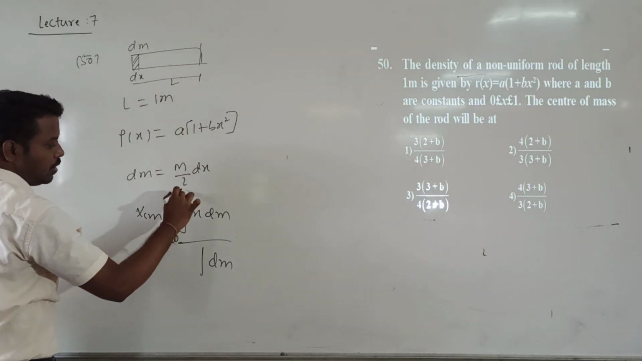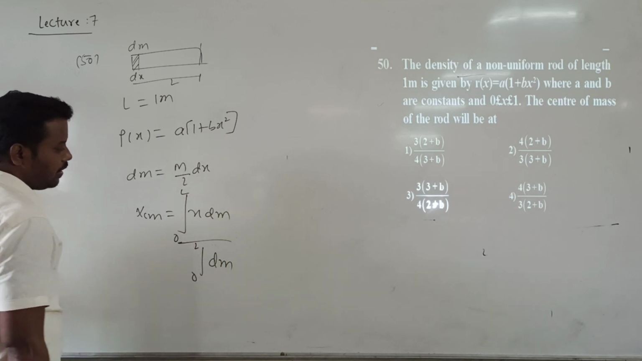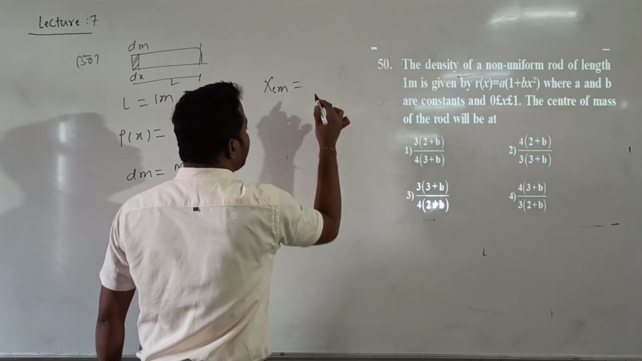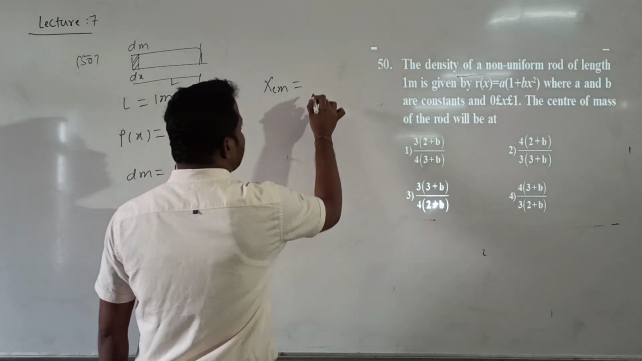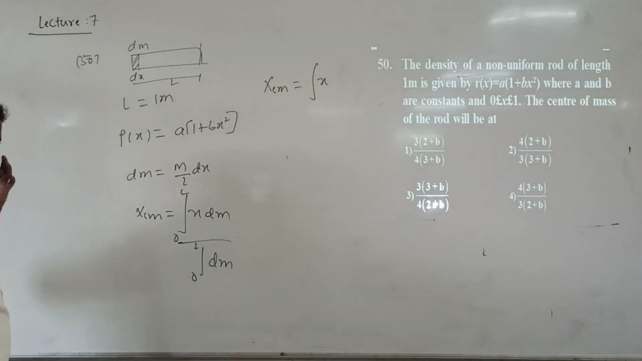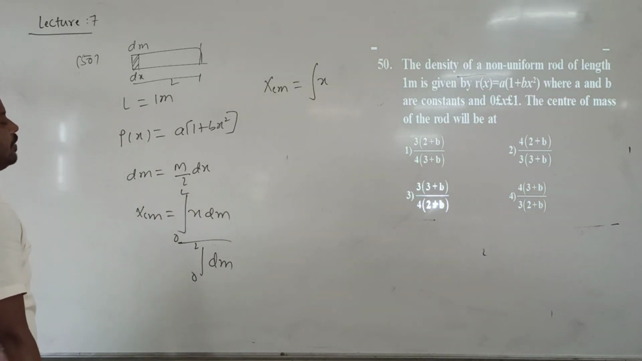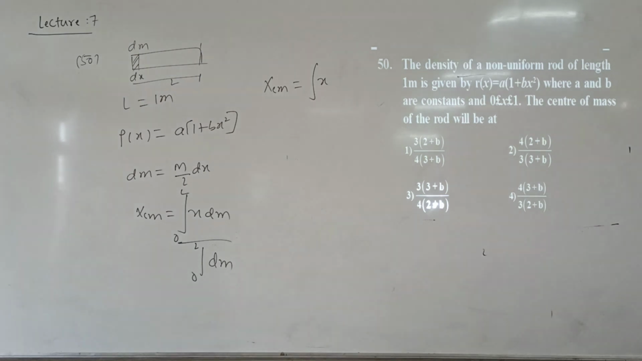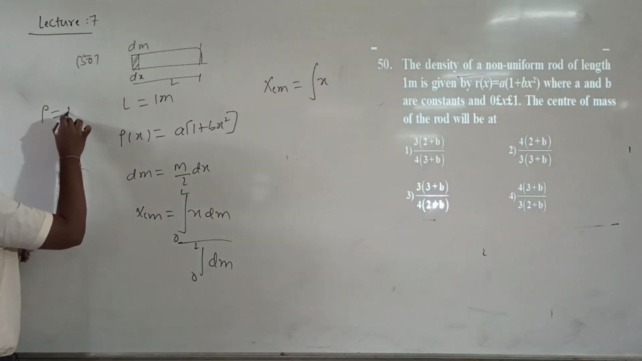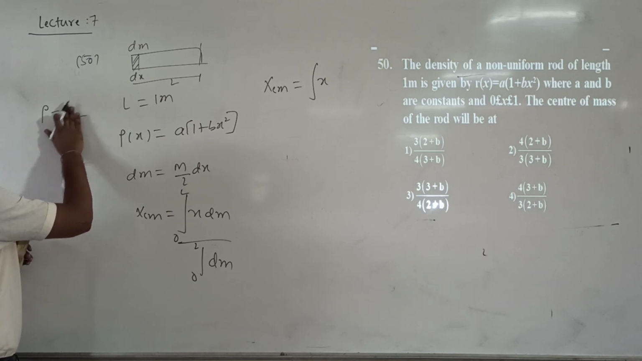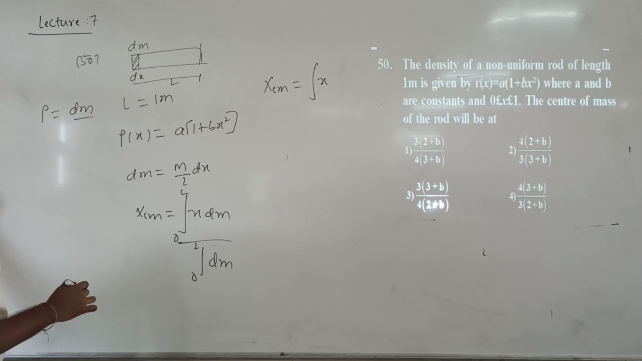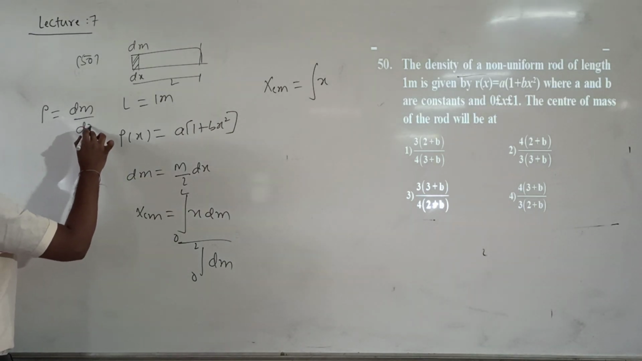Can I apply the limit 0 to L? Here also 0 to L. Then what will be the answer for xcm? Xcm value will be equal to integration of x into dm. What is dm? Here the density is given, linear density. What is linear density? Linear density is nothing but mass by length, dm by dx.